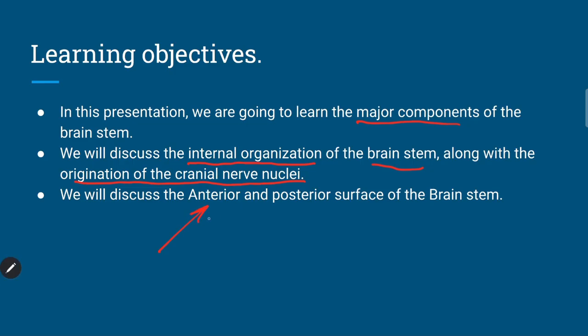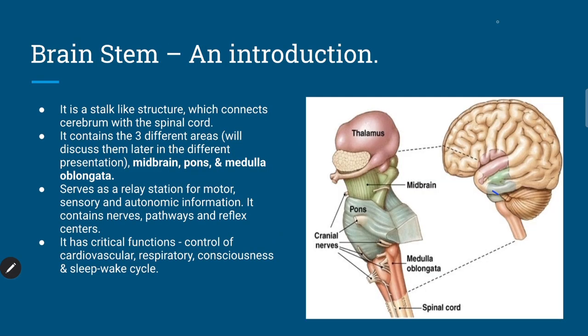Also, we're going to look at the anterior and the posterior surface of the brainstem. Among this, the posterior surface is the high yield topic. We will also go through the reticular formation of the brainstem. So buckle yourself because we are going to learn a lot here. First of all, let's go through the introduction on the brainstem.